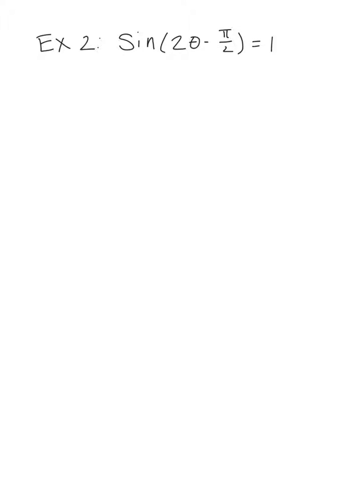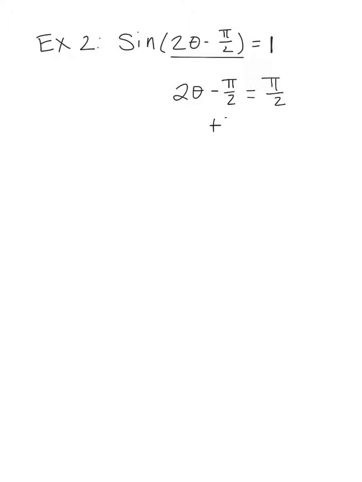We have sine of 2 theta minus pi over 2 equals 1. First step would be to isolate our sine term, which is already done. So now I'm thinking about, okay, when do we have an output of 1 for sine? And that happens at pi over 2. So what we're dealing with is everything inside that parentheses. So 2 theta minus pi over 2 is equal to pi over 2. And now I'm going to solve for theta.